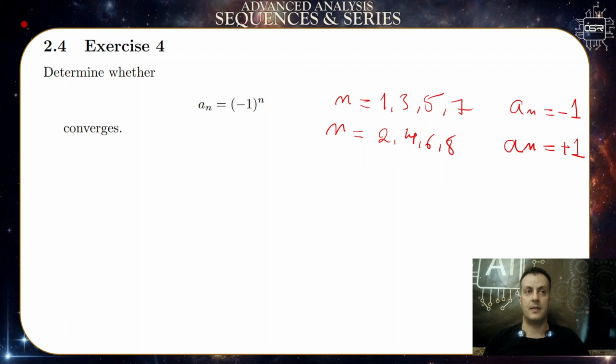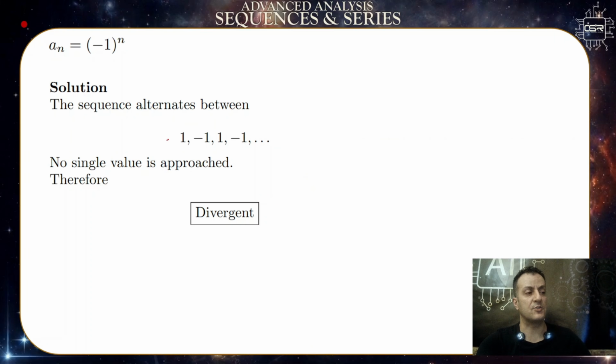Since a_n keeps oscillating between minus 1 and plus 1, never reaching a fixed value, this sequence does not converge. Actually, it is the exact opposite. It diverges given the fact that it never stabilizes on a fixed value. It keeps going up and down between minus 1 and plus 1. So it diverges. Here's the solution.